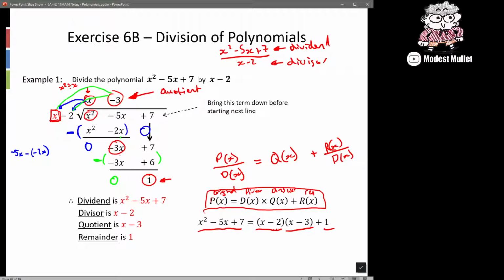Answer plus remainder. Which makes sense. Some original thing is equal to what we're dividing by times its answer plus the remainder. So that's how we do long division.